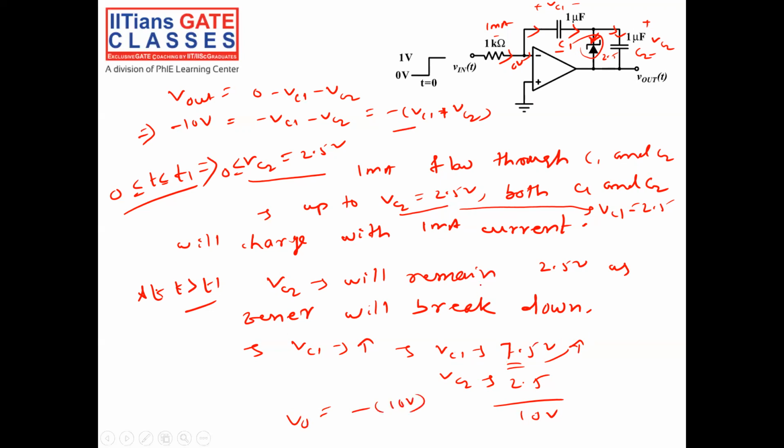Right. So we have to calculate the time when VC1 is reaching 7.5 volt. If I know the time when the capacitor 1 is going to 7.5 volt, at that time my V out, VC1 plus VC2, will be 10 volt. So now our aim is to calculate the time required by the capacitor C1 to reach 7.5 volt.